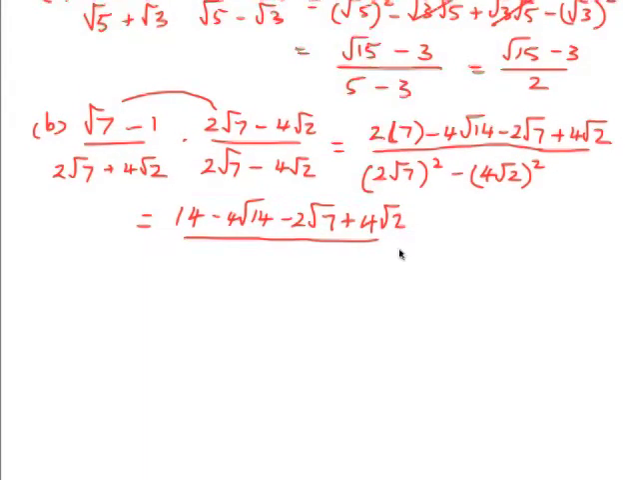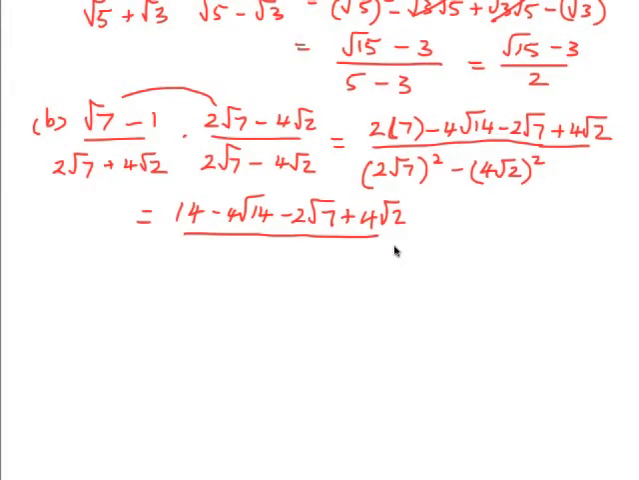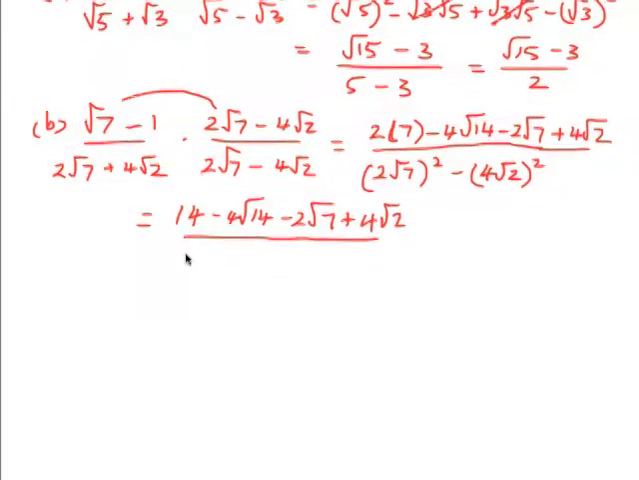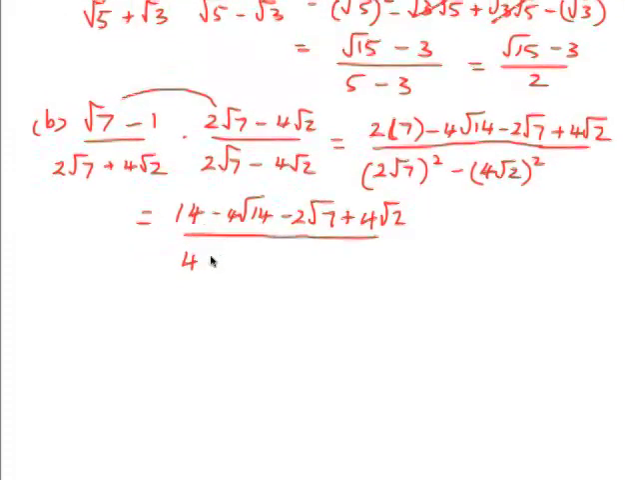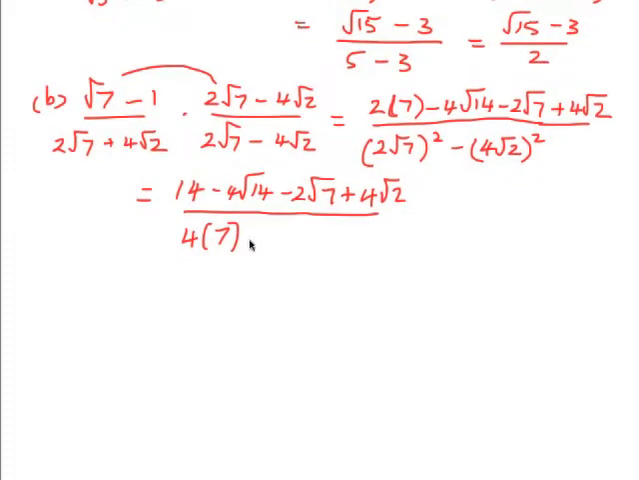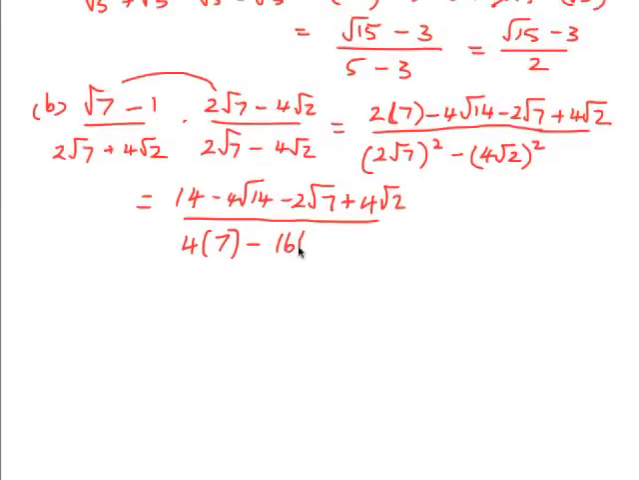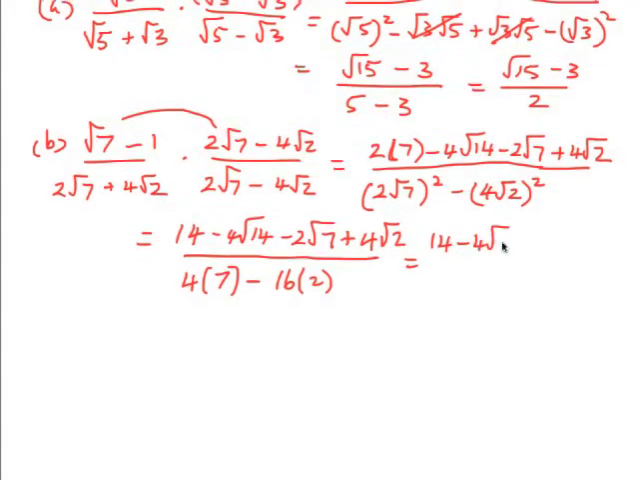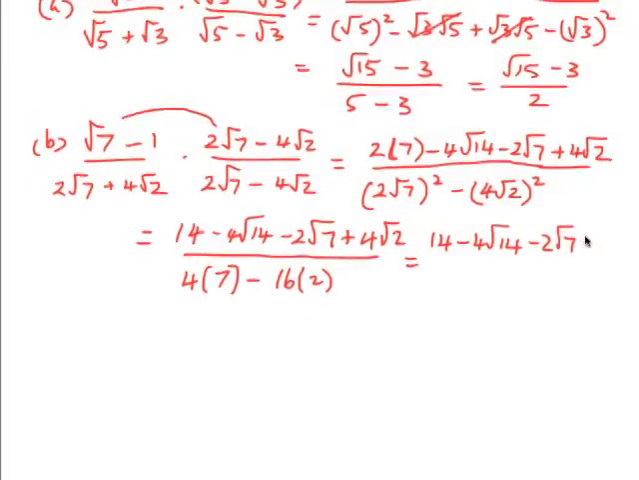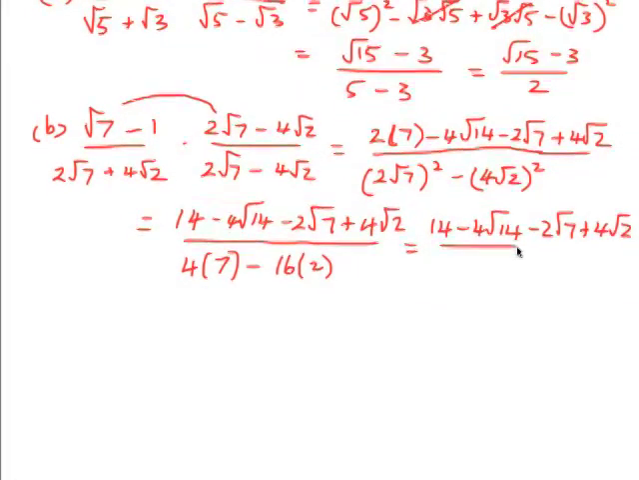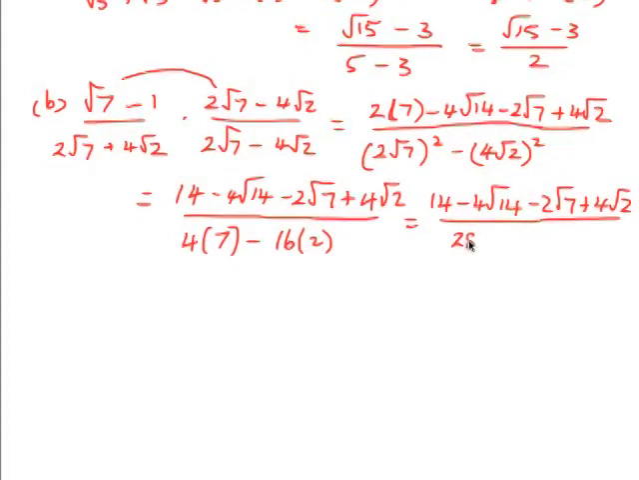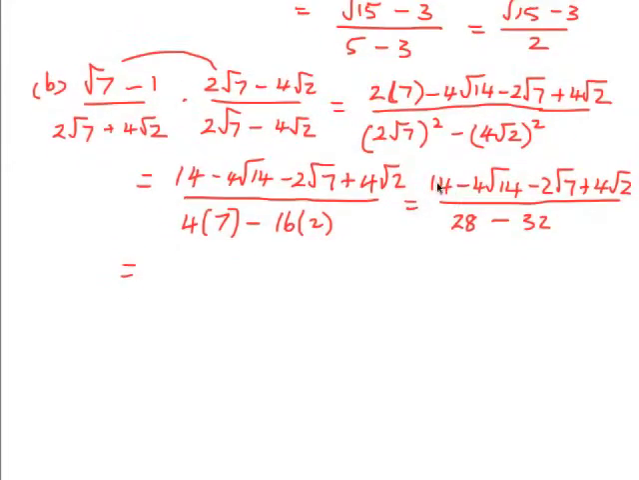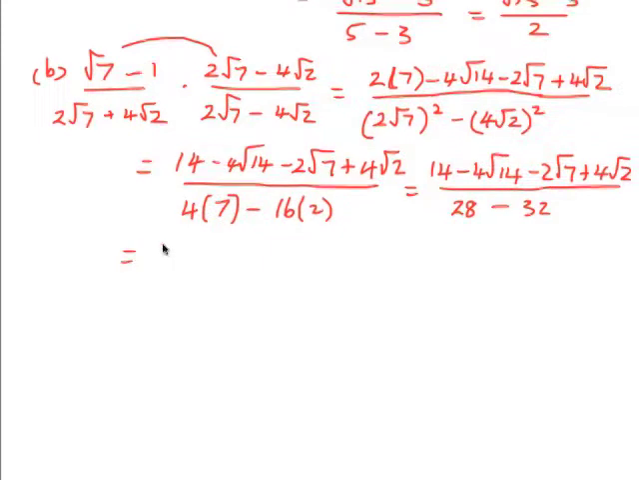And of course next what we'll need to do is look at the bottom part. So this will be now 4 by 7 here, minus 16 by 2. So again we have 14 minus 4 root 14 minus 2 root 7 plus 4 root 2 all over, now we have of course 28 minus 32. So this becomes, notice I have a factor of 2 all the way through here, so I'm going to take out a factor of 2.